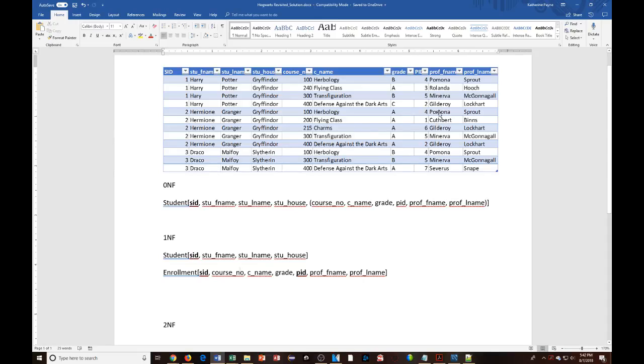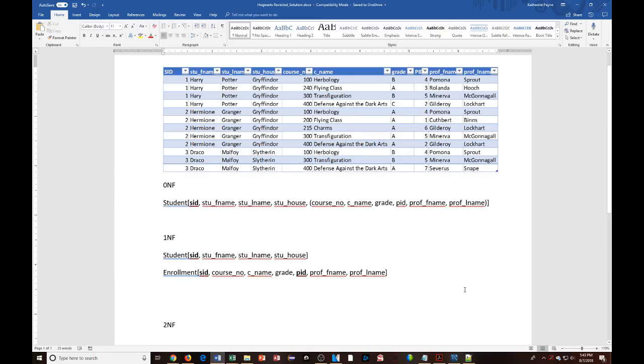Because each professor only teaches one course, but a course can be taught by many professors in this table, we have a one-to-many relationship. This also tells us that if we know the professor ID, we actually know the course number, and the grade. So the combination of just the student ID and the professor ID will give us the rest of the non-key attributes in the table. So our composite primary key is student ID and professor ID.